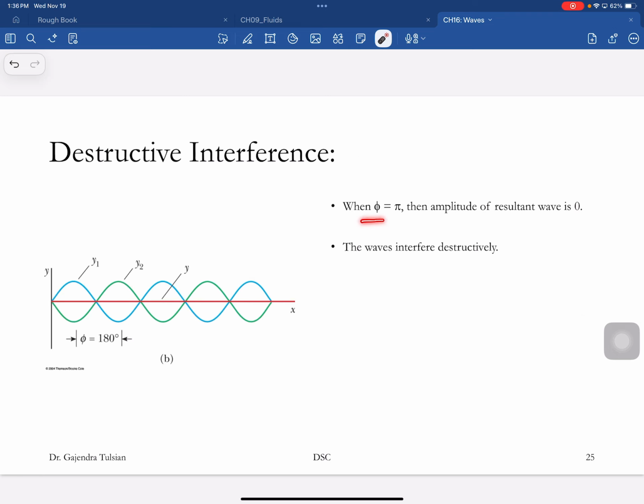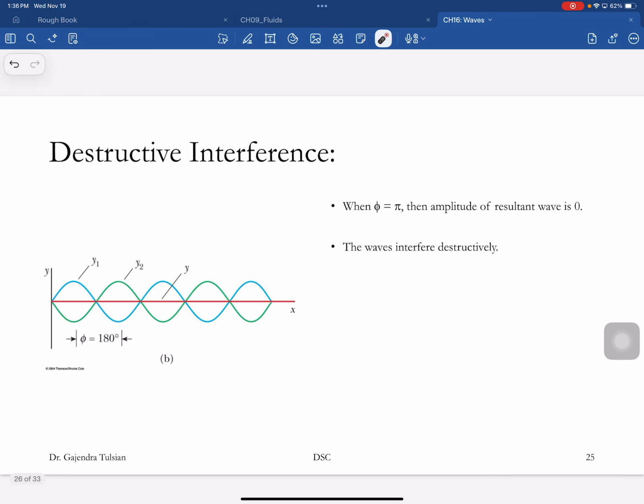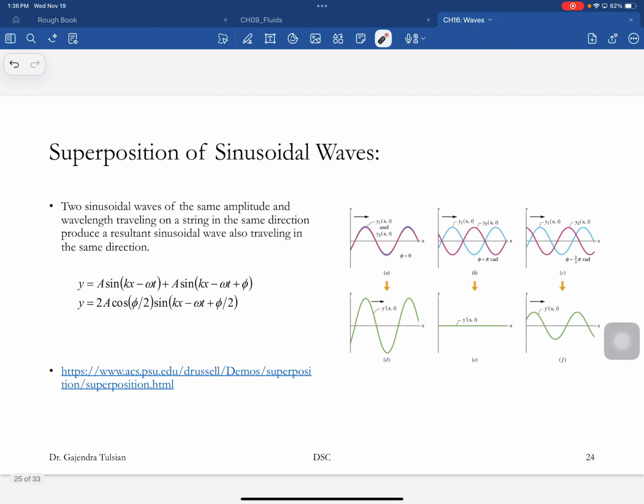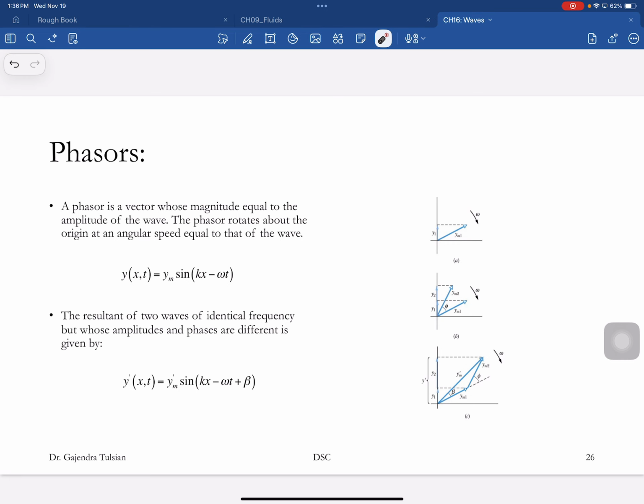Okay. So when the phase difference is pi, what that means is the crest of one is coinciding with the trough of another, and when they travel together, they interfere destructively. Okay, they add up to 0. So these are two waves traveling on a string in the same direction. We won't be interested in that too much. What we'll be interested in is waves traveling in the opposite direction.